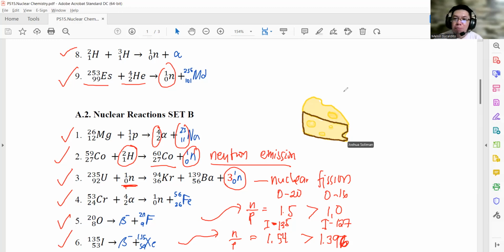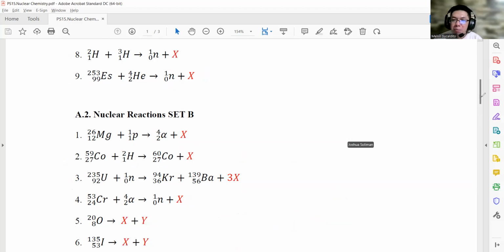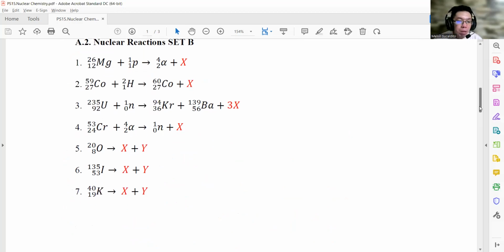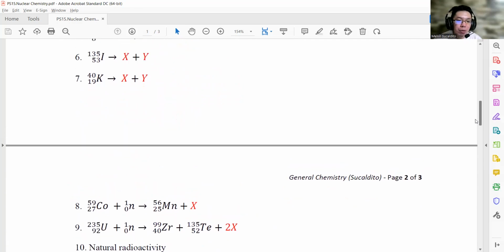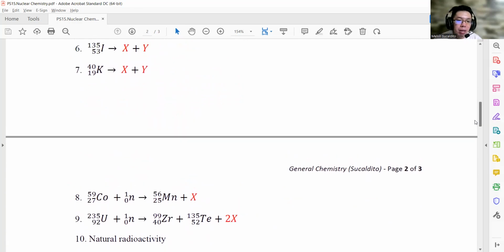So far, so good. Wala pang mali. Let's now proceed with number 7, 8, and 9 muna. 7, 8, 9. Yan. Itong tatlo. Tama. 7, 8, 9 lang muna. Yan. So, ayan, potassium yan.